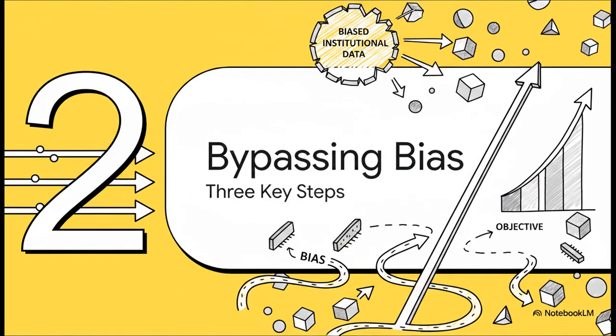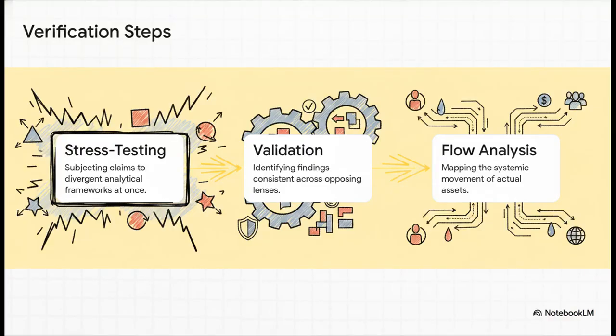Moving right along to Section 2, 3 steps to bypassing bias. Okay, so here's how this works in practice. There are 3 distinct phases. Step 1 is simultaneous stress testing. This basically means subjecting every single claim to multiple divergent analytical frameworks at the exact same time. You aren't just testing a claim against friendly data, you're throwing it right into the fire of opposing frameworks. Think of it like testing a building's design against both earthquakes and hurricanes at the same time.